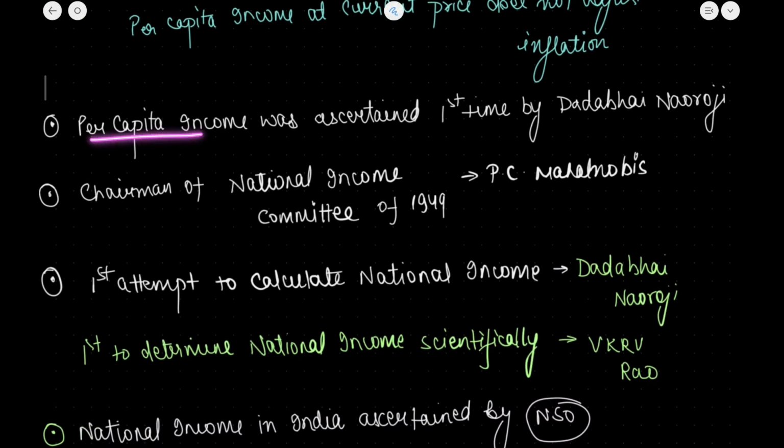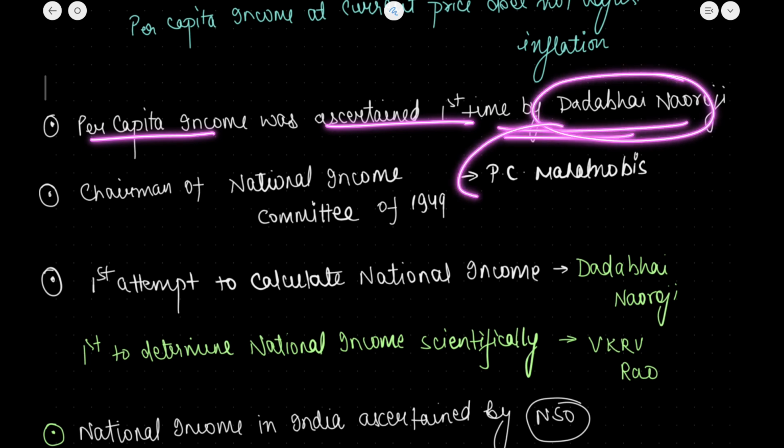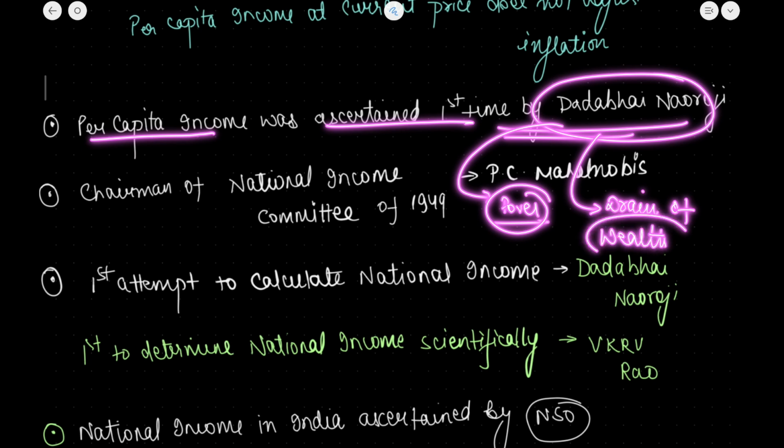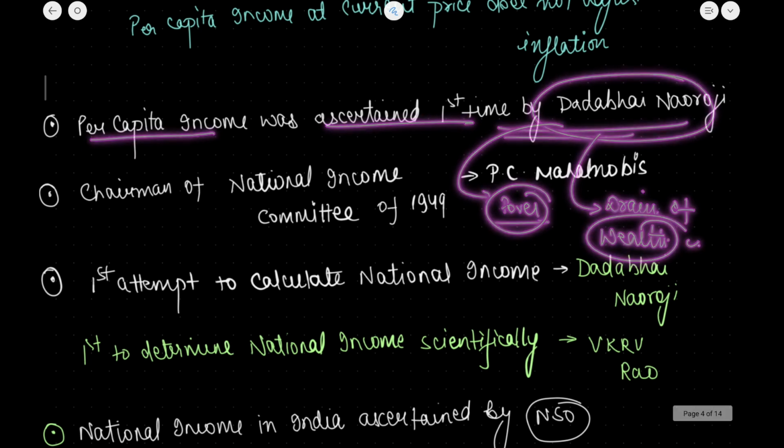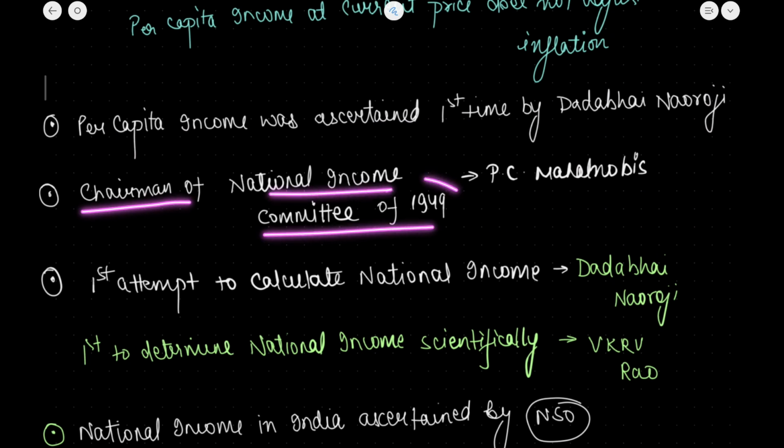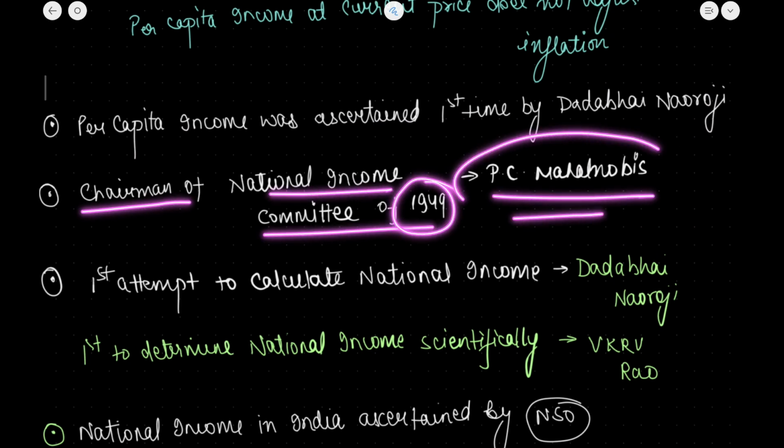Now, per capita income was first ascertained by Dadabhai Naoroji. Dadabhai Naoroji, in his book Poverty and Un-British Rule in India, gave the concept of the drain of wealth theory. So, I hope you will know this point. Who was the chairman of the National Income Committee of 1949? P.C. Mahalanobis was the proponent.